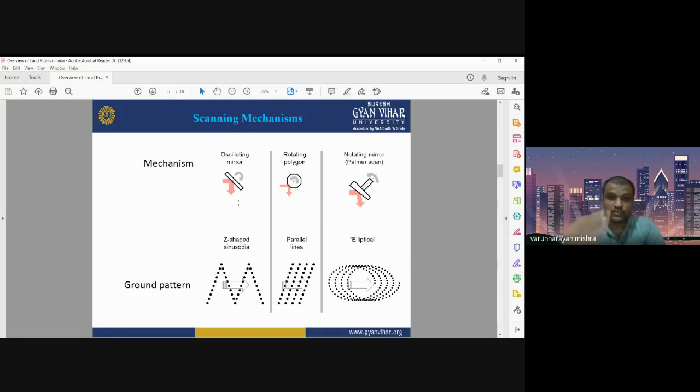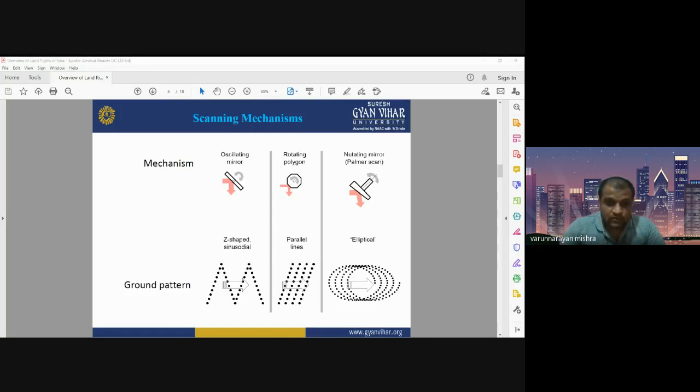If we use a rotating polygon, in case of a rotating polygon we may have parallel lines on the ground. Here you can see the ground pattern. And if we are using a nutating mirror, that may have a Palmer scan, and it may have this kind of elliptical shape on the ground, an elliptical pattern on the ground.